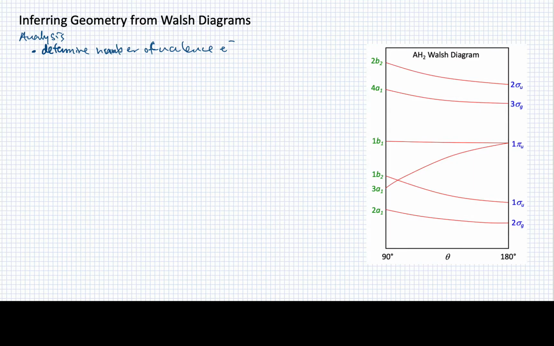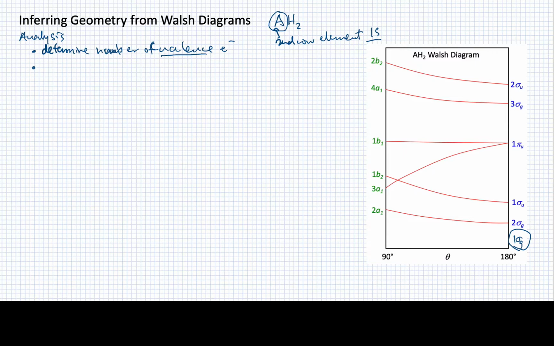Now, I should note in this diagram that there is a 1 sigma g that's not shown on here that's below this. What is that? Well, we're talking about a molecule of the formula AH2, and this A is a second row element. That second row element has a 1s orbital, but that 1s orbital is a core orbital, and it does not participate in any of the bonding. So this 1 sigma g is basically the 1s electrons on the A atom that do not participate in bonding. So when we talk about the number of valence electrons, we really mean just the valence electrons on the A and the 1s electrons on the hydrogens.